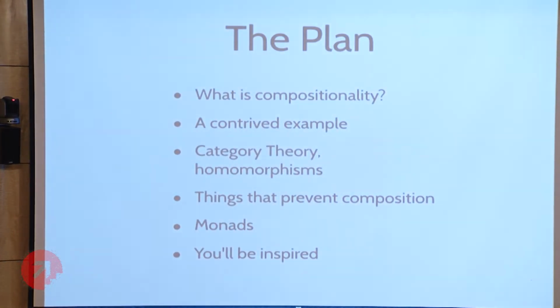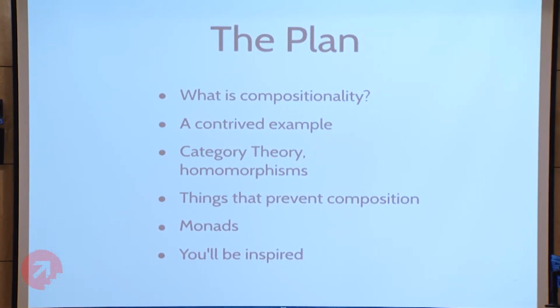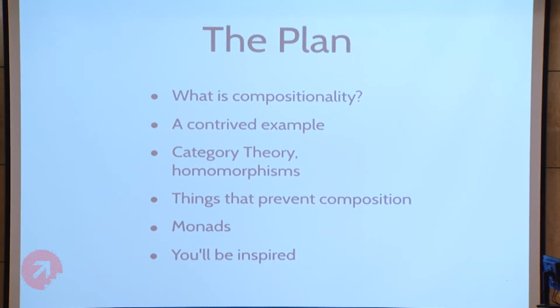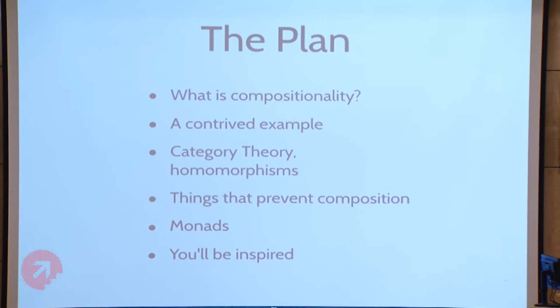So the plan for this talk is to tell you what compositionality is. I'm going to give you a contrived example or two. I'm going to dazzle you with some category theory. I'm going to tell you what homomorphisms are, which I think is the take-home point of this talk. So if you take nothing else away, then just think homomorphisms, and if you understand that at the end, then we've succeeded. I want to talk about some things that prevent composition. Obviously, I'm going to talk about monads, and then the plan is that you'll be inspired to write more compositional code.